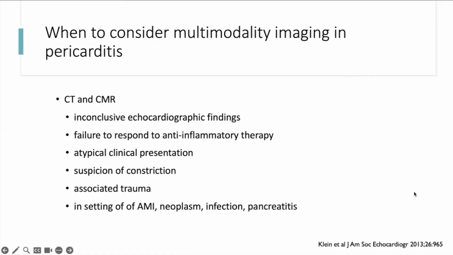So when do we consider multimodality imaging? So when would you do a CT scan or cardiac MR? If you have patients who have inconclusive echo findings, or if a patient fails to respond to anti-inflammatory therapy, or if they have atypical presentation, let's say subacute pericarditis, or if you have suspicion of constriction, if someone has trauma, or if you think about other causes, like, for example, pancreatitis, infection, those patients will need further imaging.